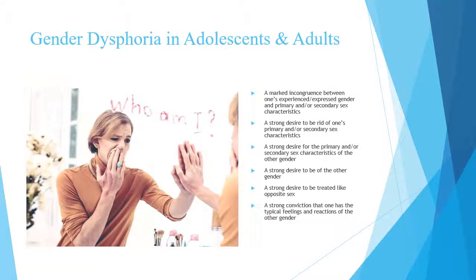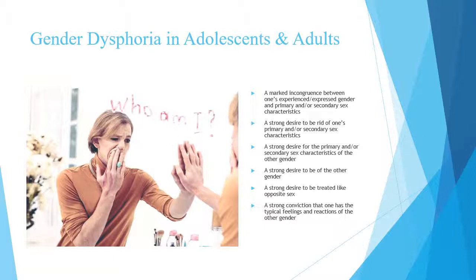Now we'll be moving on to gender dysphoria in adults and adolescents. In order to be diagnosed with gender dysphoria, you only have to meet 2 of the criteria, versus for children, where 6 have to be met. But it still requires the 6-month duration. So let's go down the list. 1. A marked incongruence between one's expressed or experienced gender and primary or secondary sex characteristics.